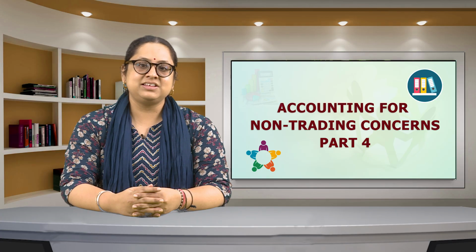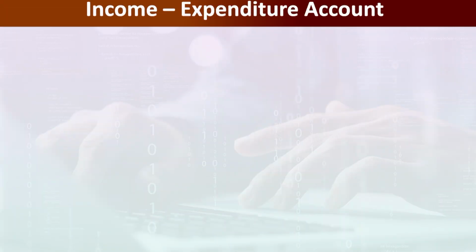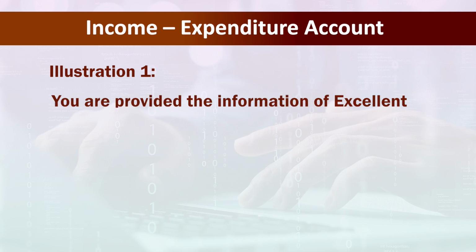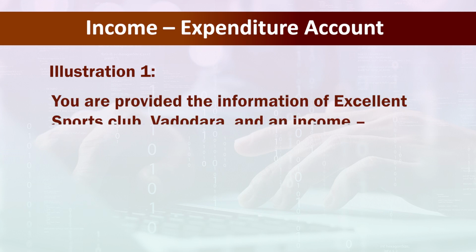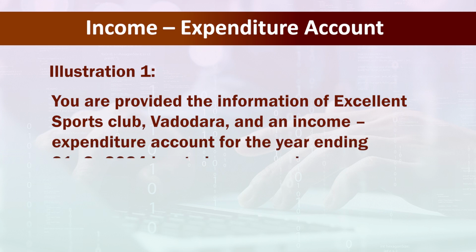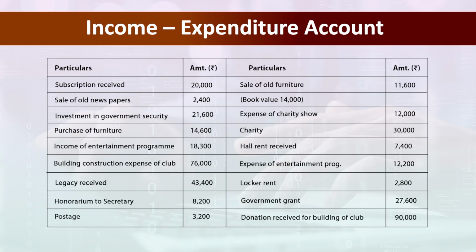First, let us see an illustration where information is provided from which only income and expenditure account is prepared. Illustration 1: you are provided the information of Excellent Sports Club, Vadodara, and an income and expenditure account for the year ending 31/3/2024 has to be prepared. The particulars are as follows.